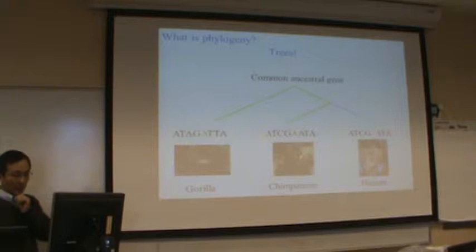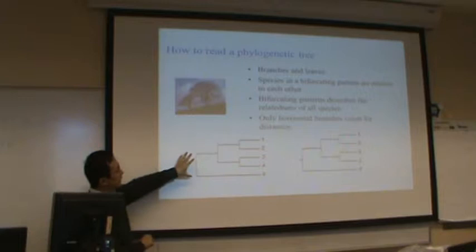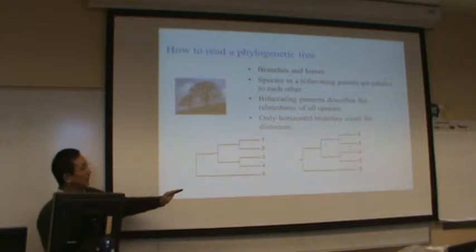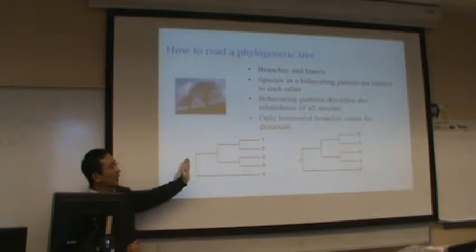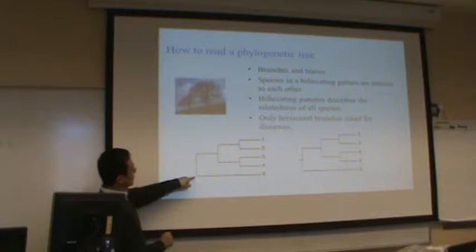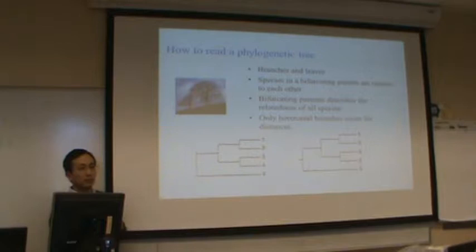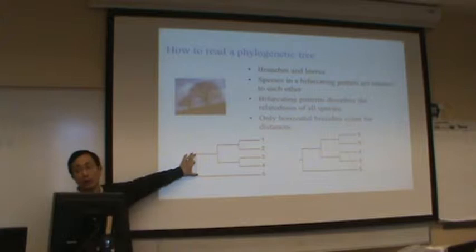Okay, so how do we read a phylogenetic tree? Usually the tree is either downwards or sideways. When we present a tree, very often in papers you read it from left to right. It depends on how the tree is presented. If it is presented vertically, the straight vertical lines are not considered as distance. Those vertical lines are not part of the distance you will calculate.